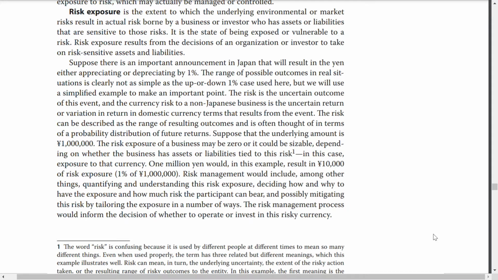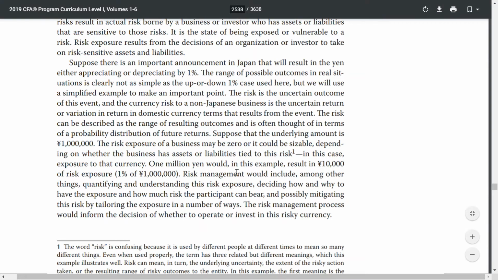Risk management will include, among other things, quantifying and understanding the risk exposure, deciding how and why to have the exposure and how much risk the participants can bear, and possibly mitigating this risk by tailoring the exposure in a number of ways. The risk management process will inform the decision of whether to operate or invest in this risky currency.